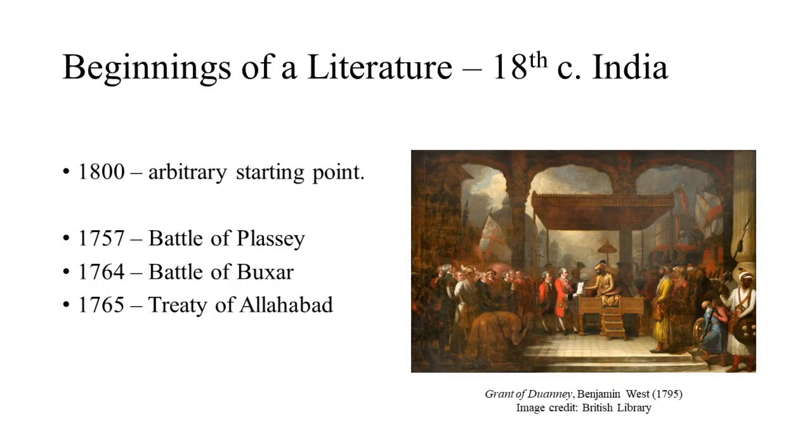On the screen, you can see an image by Benjamin West, painted in 1795, called The Grant of Diwan. This inaugural moment of the Raj is captured in all its glory, but it's a reimagination of the actual event. The actual event did not take place in the open, and by then the Mughal emperor was a mere stamp figure and did not have the glory in which he is depicted in this picture by Benjamin West.